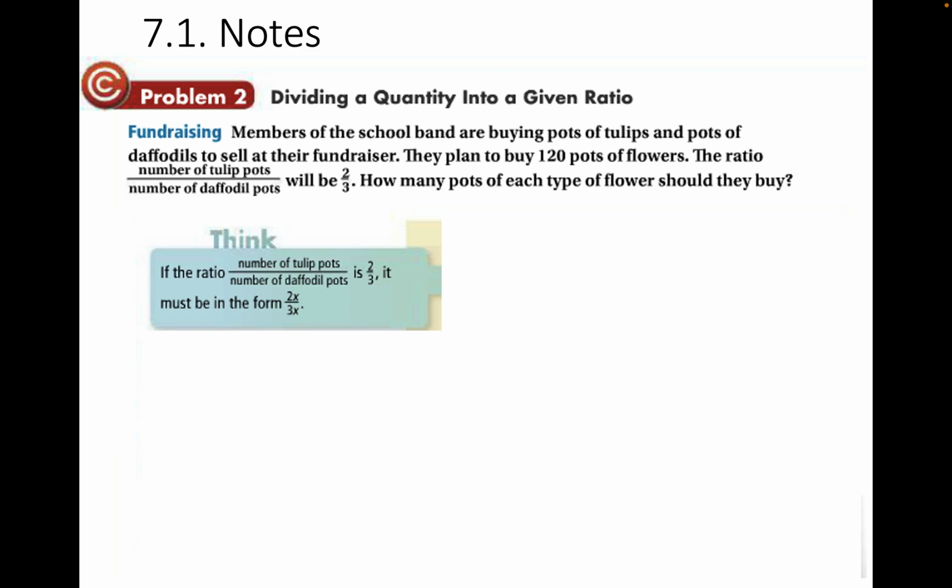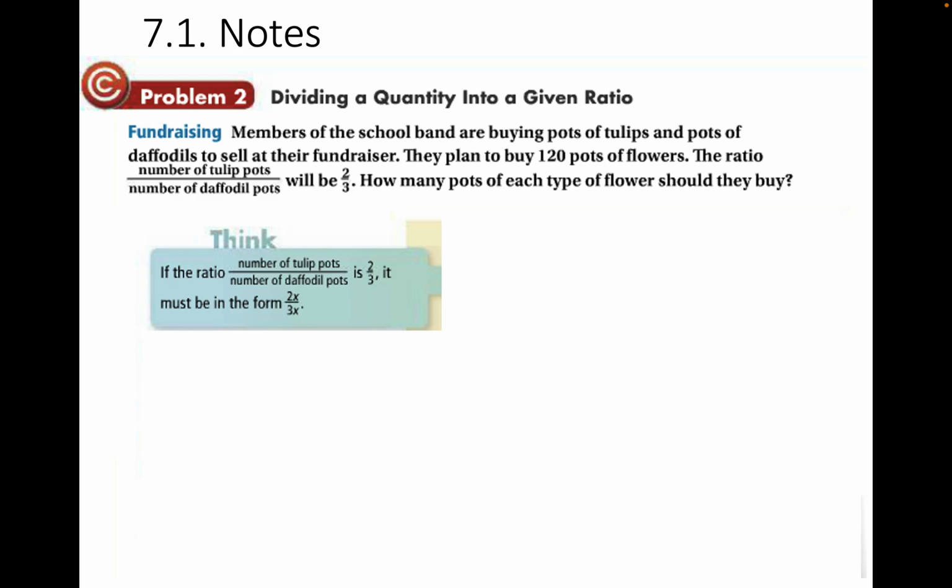All right, so first of all, if the ratio of pots of tulips to pots of daffodils is 2 to 3, then it must be in the form of 2x to 3x. Maybe x is 1, and I'm going to buy 2 tulips and 3 daffodils. Or maybe x is 2, and I'll buy 4 tulips and 6 daffodils. Or maybe x is 10, and I'll buy 20 and 30.